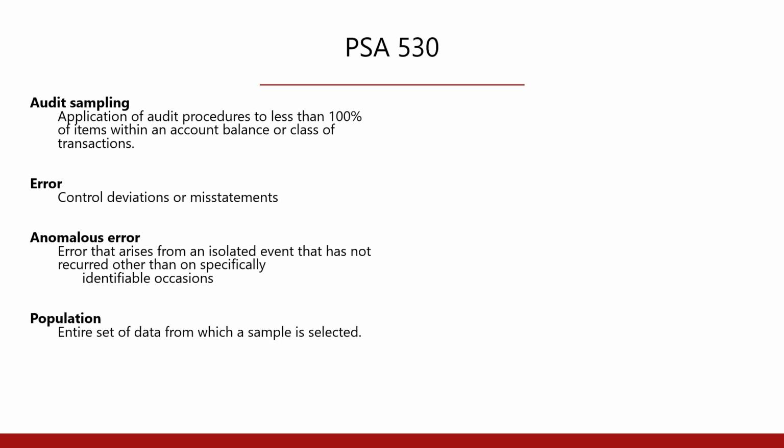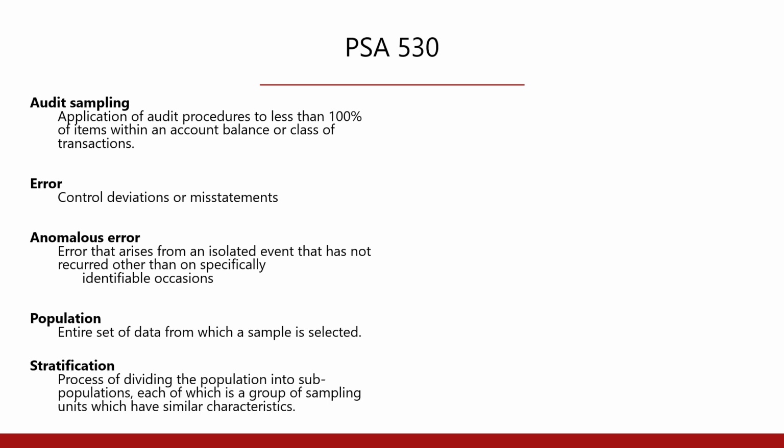When we talk about the population, this refers to the entire set of data from which your sample is selected. We also have what we call the process of stratification. Stratification is when you divide the population into subpopulations, each of which is a group of sampling units which have similar characteristics. In other words, if you talk about stratification, this is a homogeneous grouping.